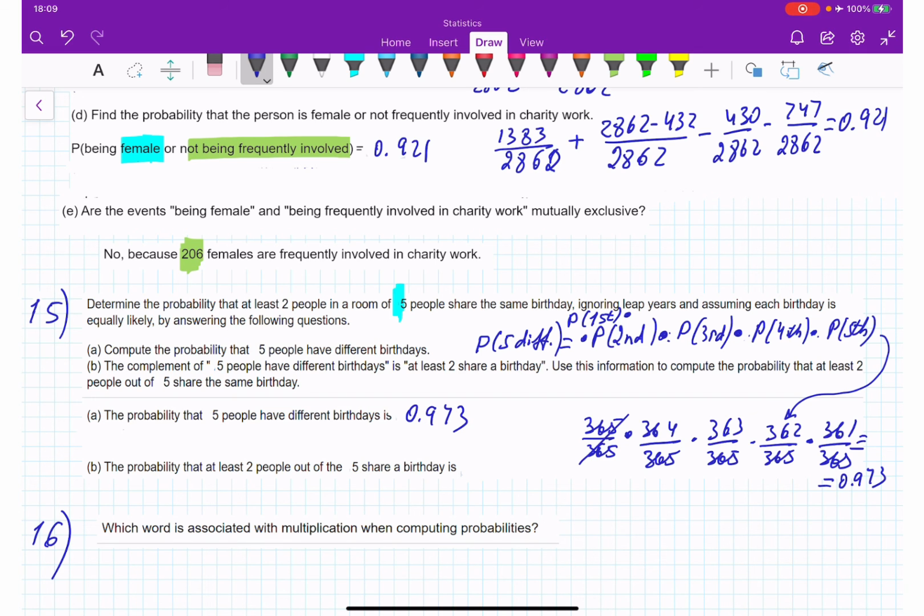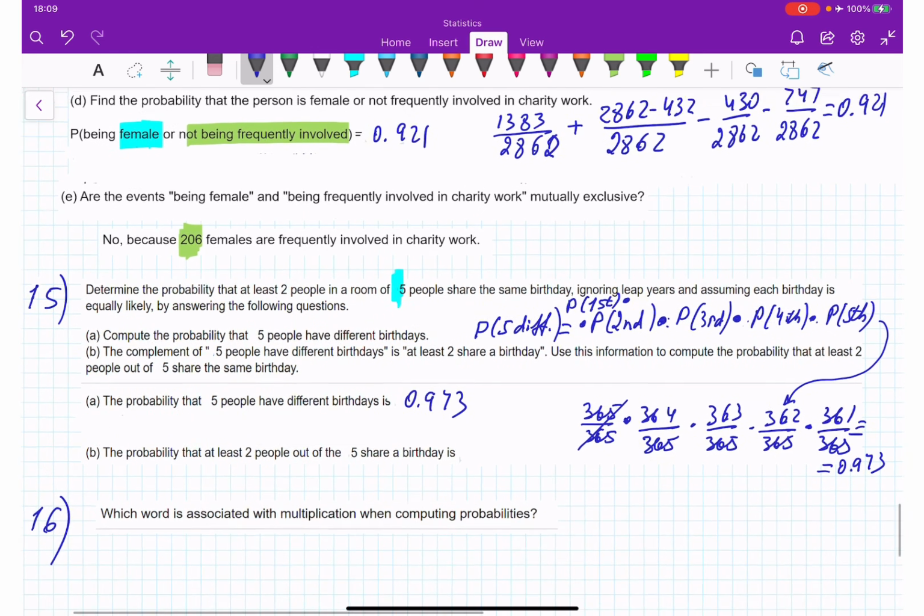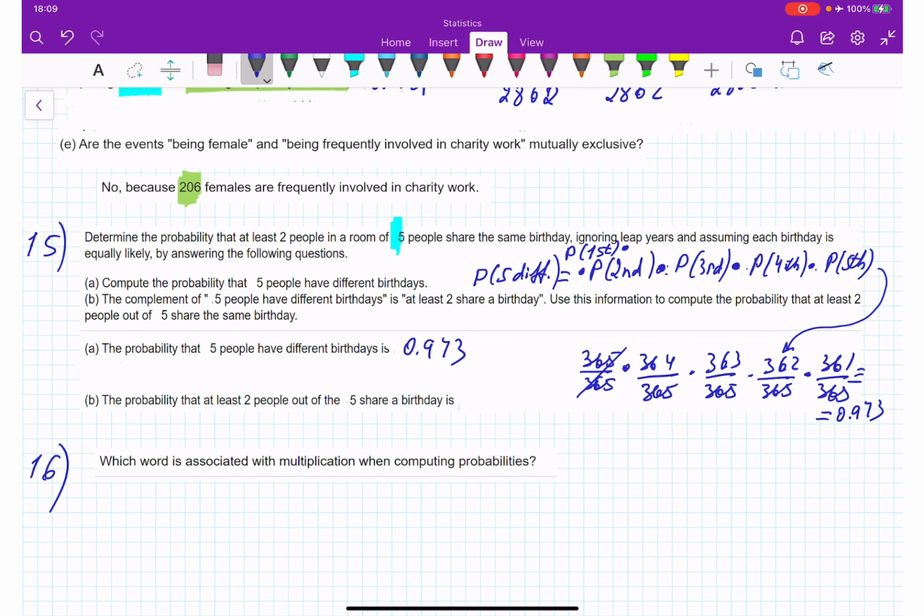Okay, for B, the probability that at least 2 people out of 5 share a birthday. When we say at least 2 out of 5, what we're going to do is take 1 minus this 0.973. It's going to be 0.027, or 2.7%.